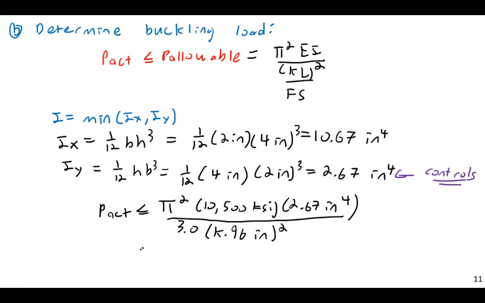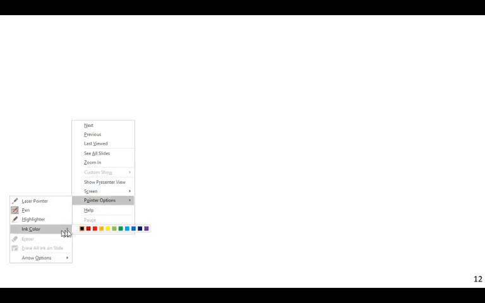Now, let's see. If you plug and chug through that, you will get that P actual is less than or equal to 10.01 over k squared in kips. So I didn't know anything about the support condition, but let us look through some different cases. I'm just going to run down through these: pin-pin, fix-fix, fixed-pin, and then fix-free.